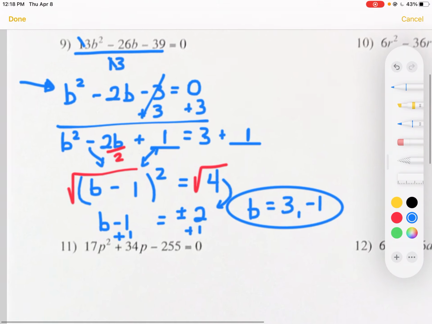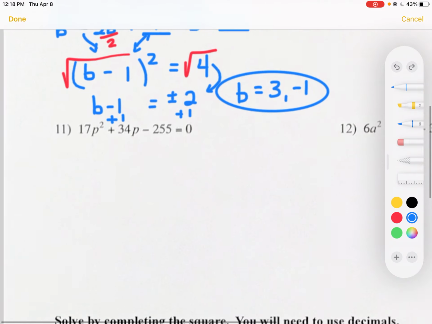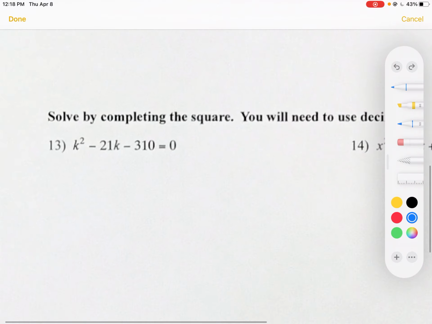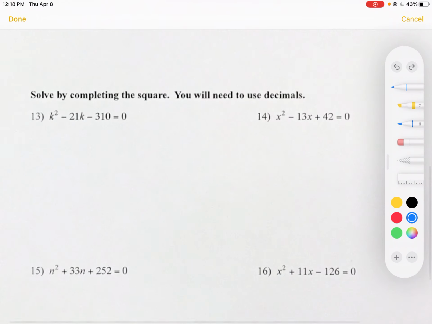So it's just like what we did yesterday, except that you will need to divide by this number that's out front. Once you do that, you're just completing the square like yesterday. Okay? The only other thing that you need to take a look at with me is when we get here to number 13. Solve by completing the square. You will need to use decimals.